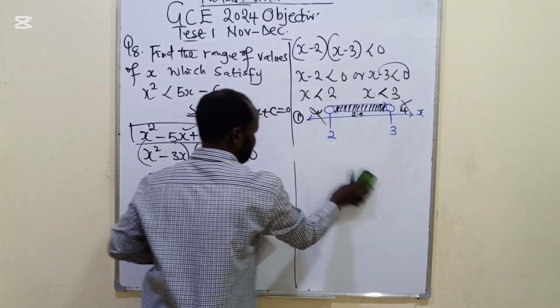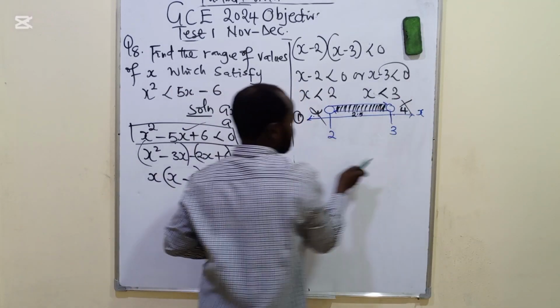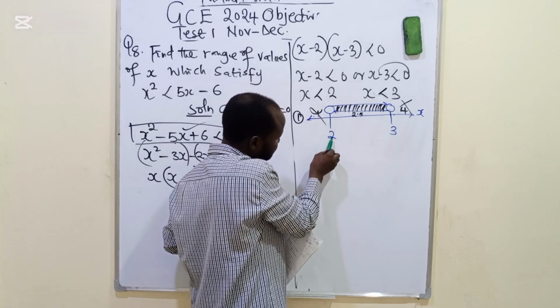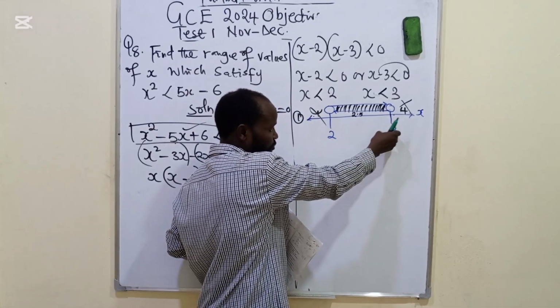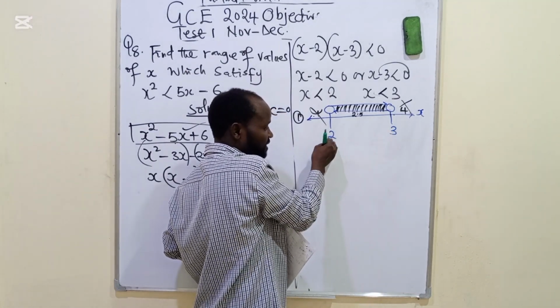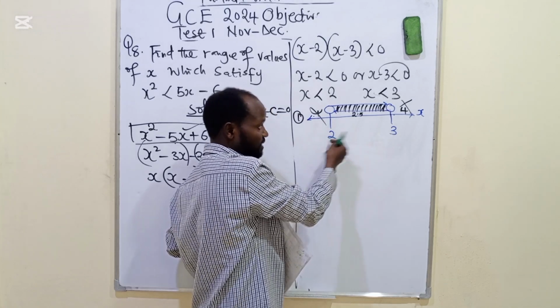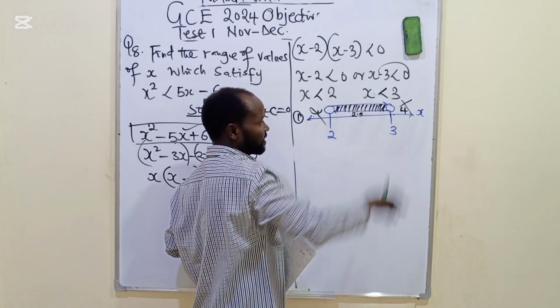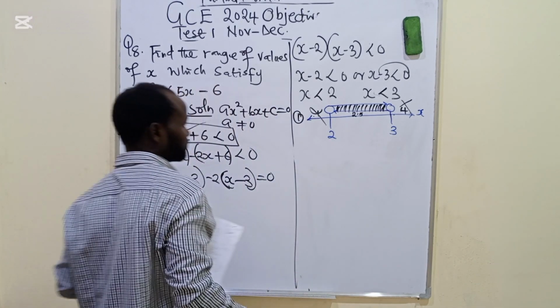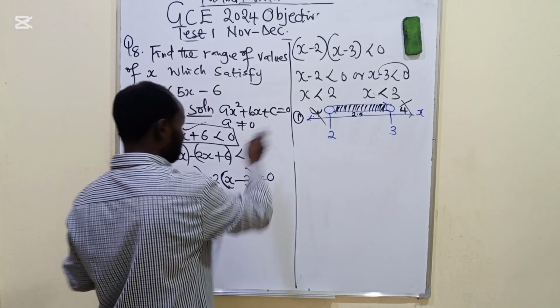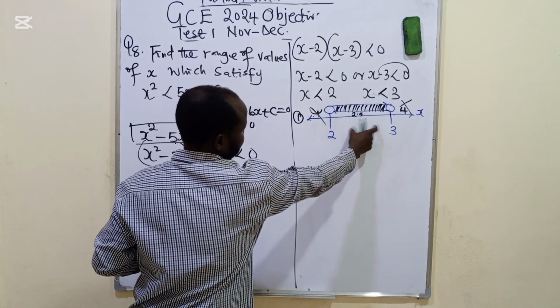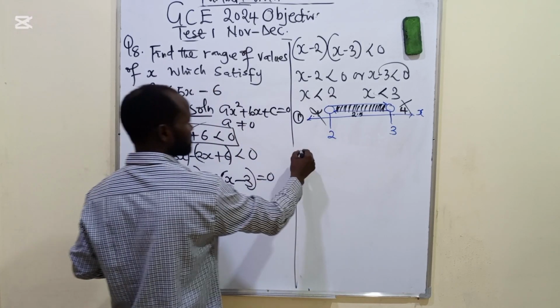Very important. Okay, so it means the range is any number that is above these 2 and below 3 will satisfy this inequality. Let's check 2.5, because 2.5 falls here. Let's plug it in.